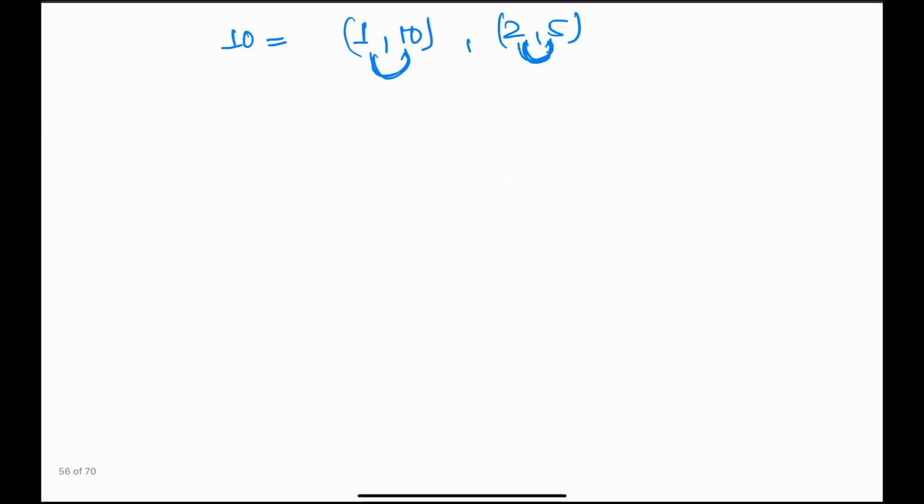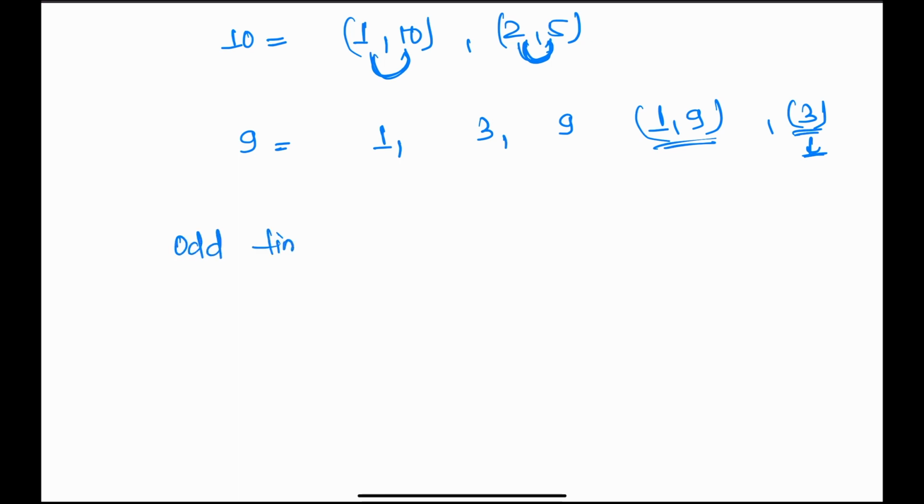But if there is a number like 9, so what is happening? 1, 3, 9. So in this case, 1 and 9 is becoming the pair, but 3 is what is repeating. And if this is repeating, in which numbers will it be possible? So odd times will only be possible in terms of perfect squares.